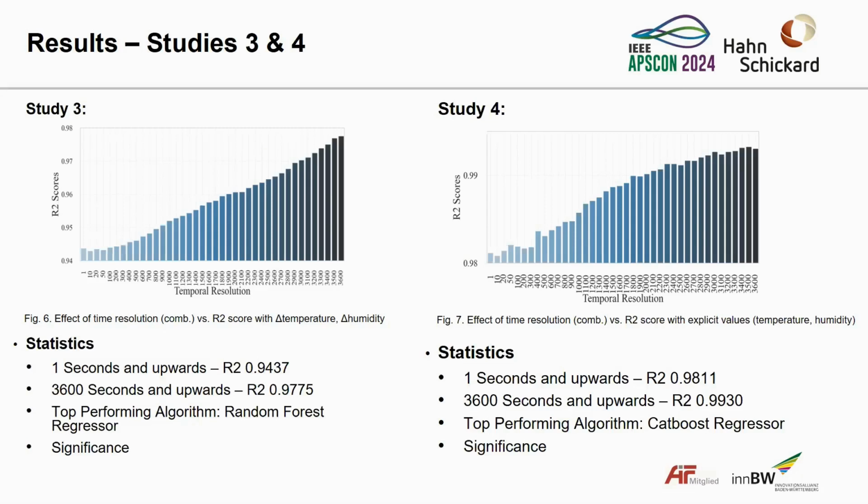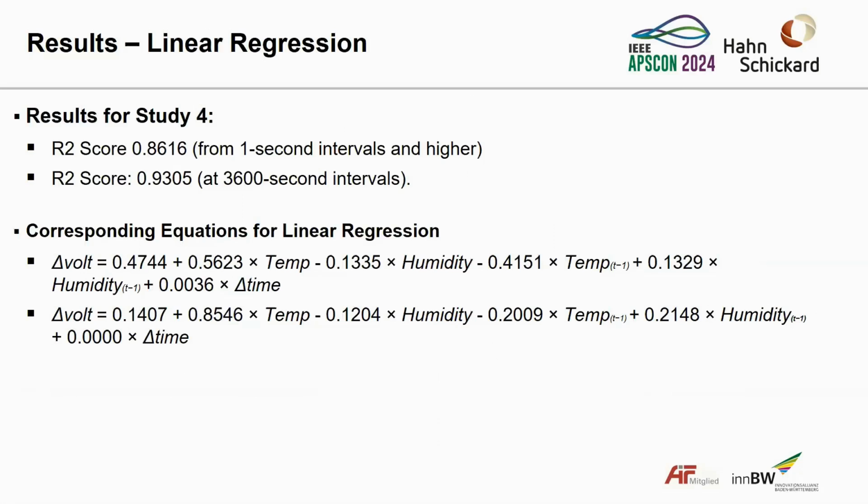And for study 4, as you can directly notice, it starts at a higher R2 score of 0.9811. And at 3600 seconds, it goes to 0.933. As you must have noticed, it starts at a higher R2 score. So that tells us that feature engineering certainly plays a bigger part. And the top performer is the CatBoost regressor.